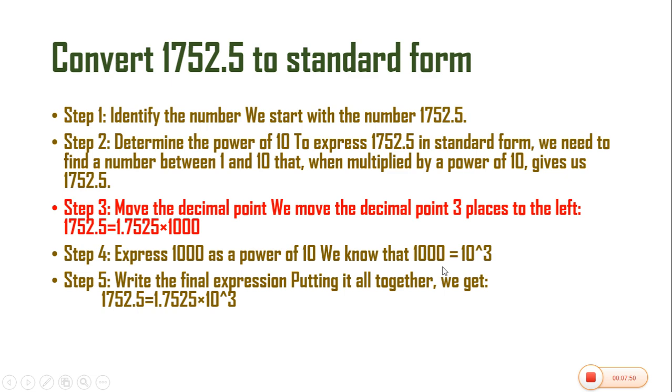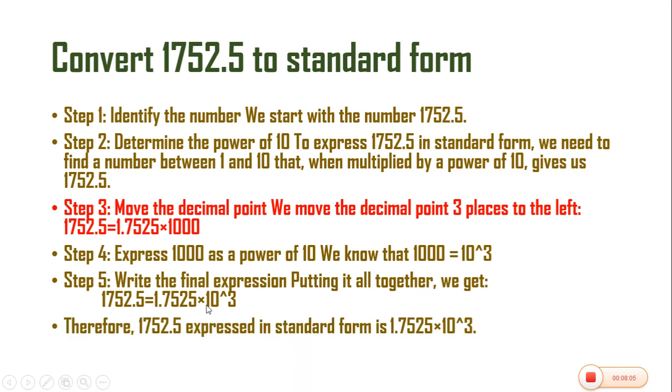Step 5. Write the final expression by putting them together. We now have 1.7525 times 10 raised to the power 3. Therefore, 1752.5 expressed in standard form is equal to 1.7525 times 10 raised to the power 3. This has brought us to the end of this discussion today on converting numbers to standard form.